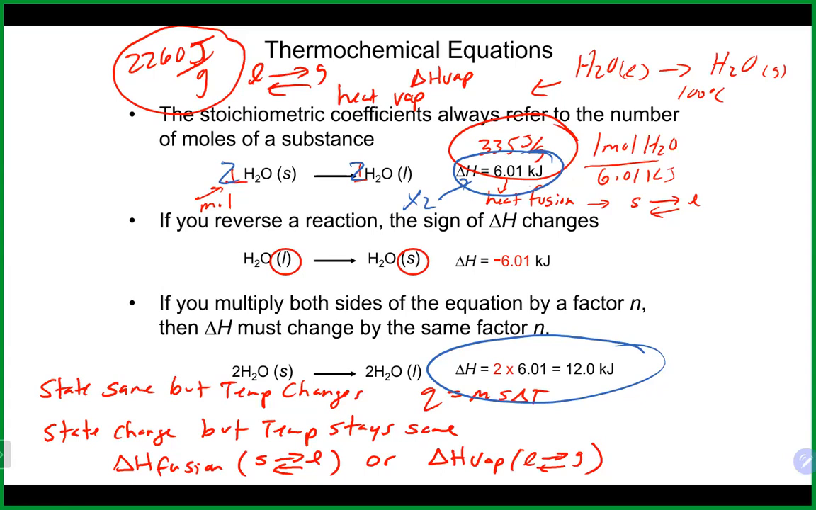So as we can see here, instead of going from solid to liquid, if we would need to go from liquid to solid, same number, just the sign of delta H changes. So if you ever have to do the opposite sort of reaction that you have, the delta H value will change the sign. Any questions on any of that there?